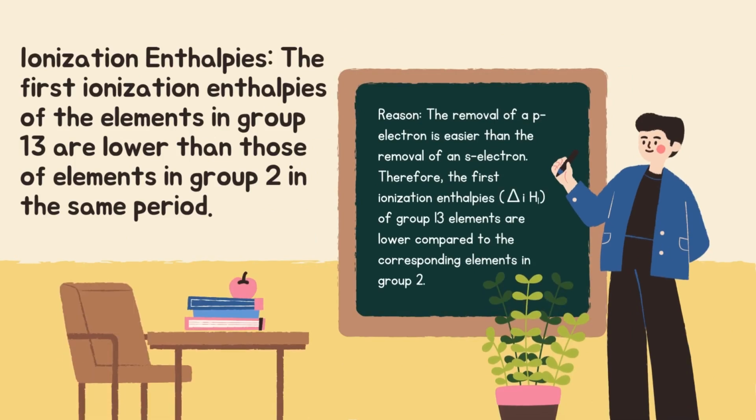The first ionization enthalpies of the elements in group 13 are lower than those of elements in group 2 in the same period. Reason: the removal of a p electron is easier than the removal of an s electron. Therefore, the first ionization enthalpies, ΔiH, of group 13 elements are lower compared to the corresponding elements in group 2.